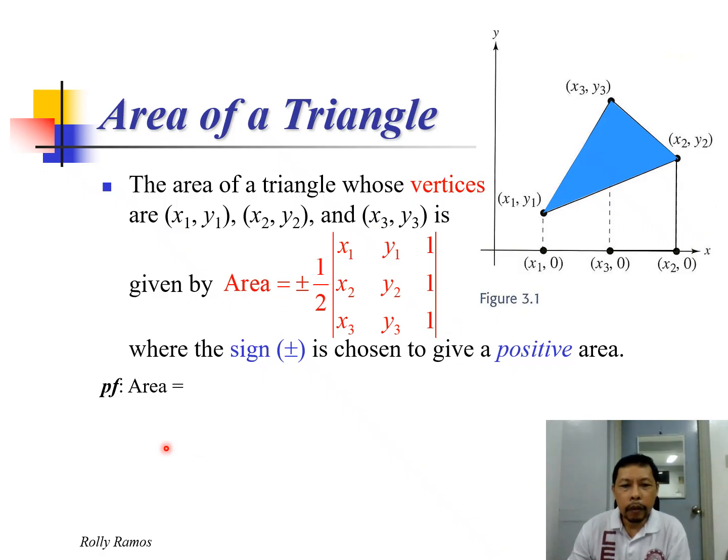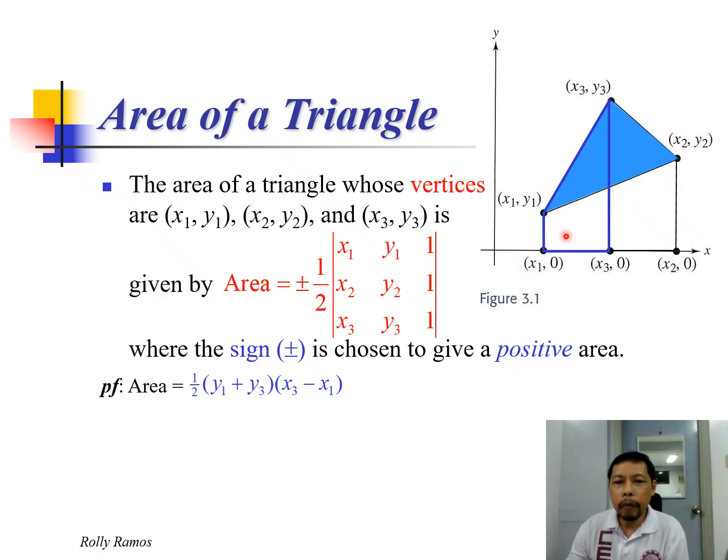Proof: the area of this blue shaded triangle could be obtained by getting the sum of the area of this trapezoid here on the left plus the trapezoid here on the right minus the trapezoid below. Recall that the formula for the area of a trapezoid is 1/2 the sum of its parallel sides multiplied by its altitude.